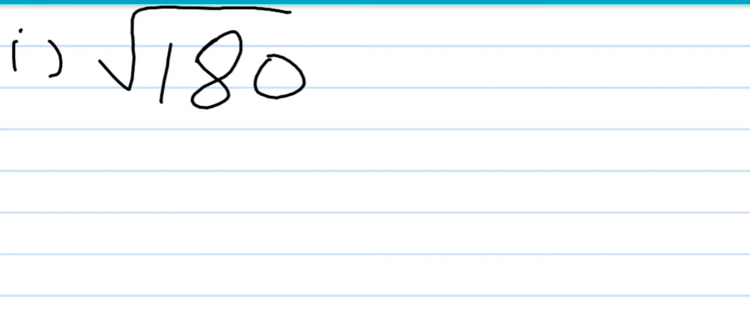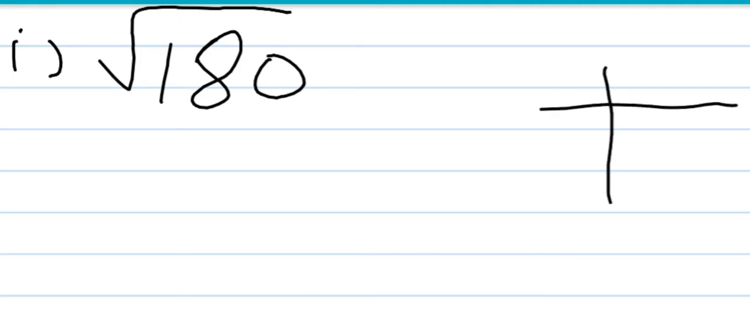Hello guys, today we are going to do math exercise 4.3. First question is, express each of the following surds in the simplest form. Its first part is under root 180. So we'll find the factors of 180.